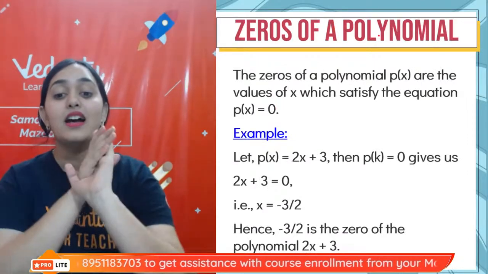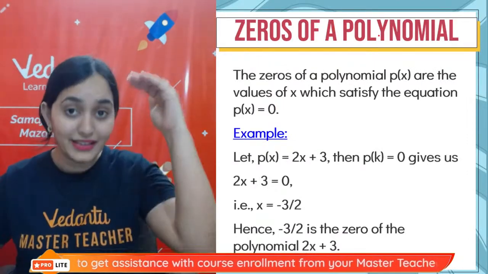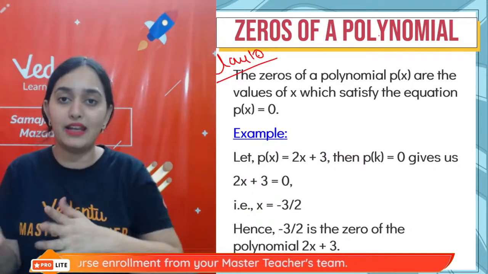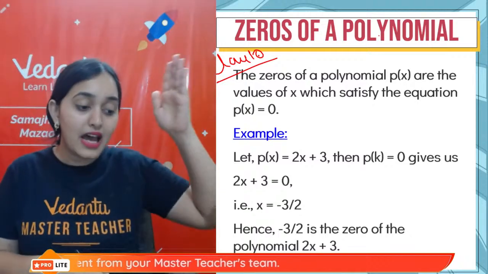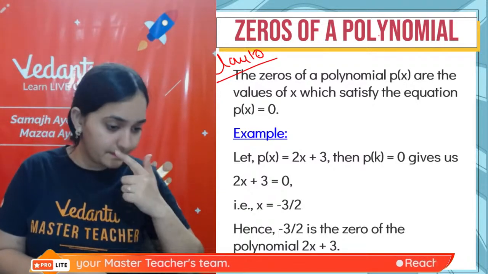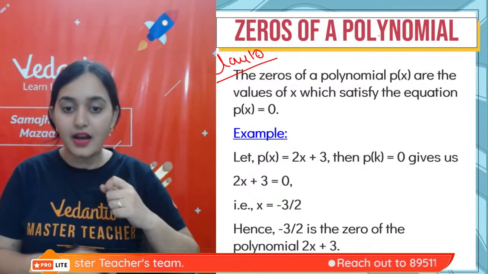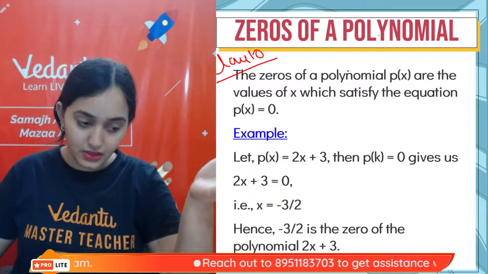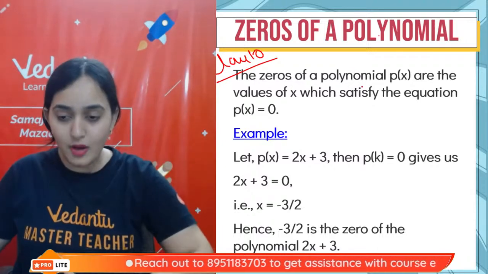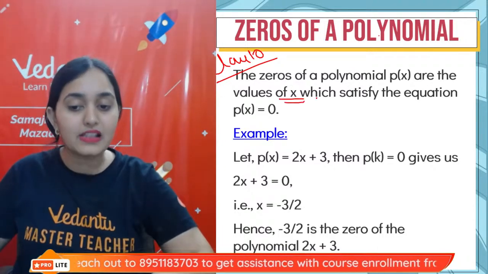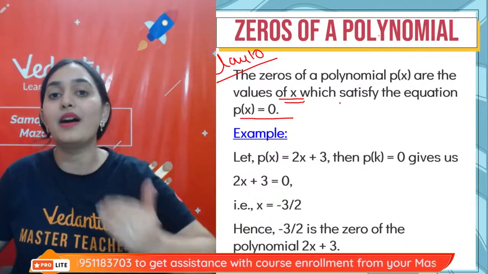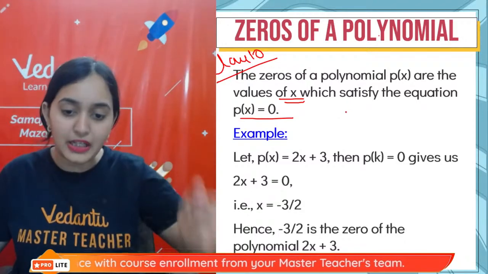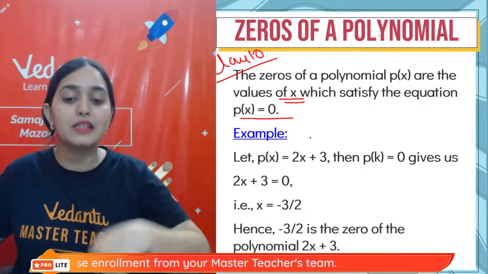Okay. Next is zeros of a polynomial. Now, this is the main topic of class 10. From here class 10 starts. Before this was class 9. Okay. Now, the class 10 topics are starting. Okay. Very good, Harshita. What is a zero of the polynomial? You guys already know about it. Okay. Zero of a polynomial is the value of x for which the polynomial becomes zero. Okay. The value of the variable because of which the polynomial becomes 0.